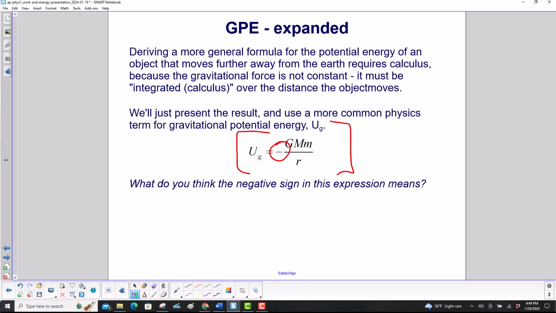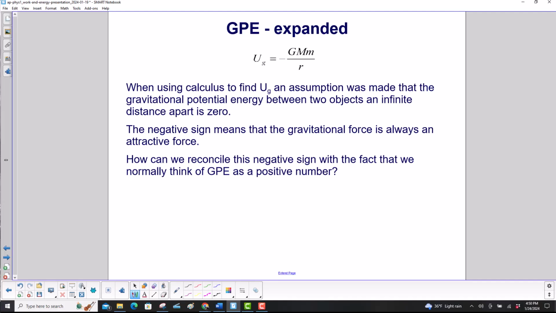Why do you think there's a negative sign there? When using calculus to find the potential energy, and hopefully you'll stay around for AP Physics C where we'll do that, an assumption was made that the gravitational potential energy between two objects an infinite distance apart is zero. The negative sign means that the gravitational force is always an attractive force.